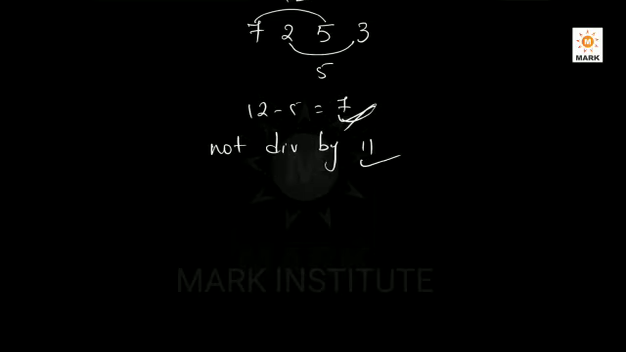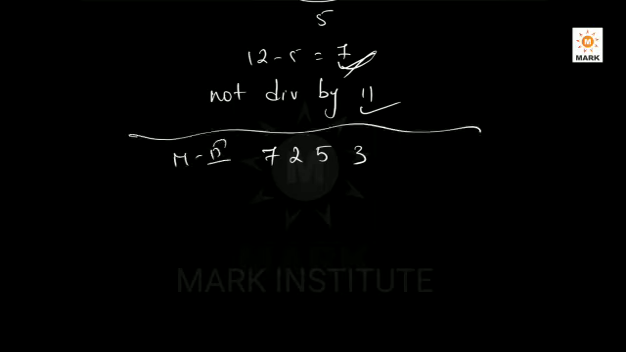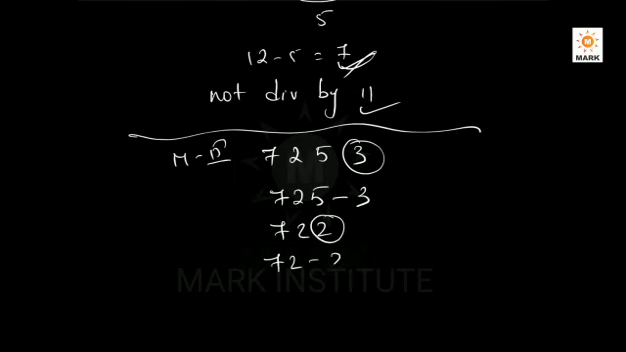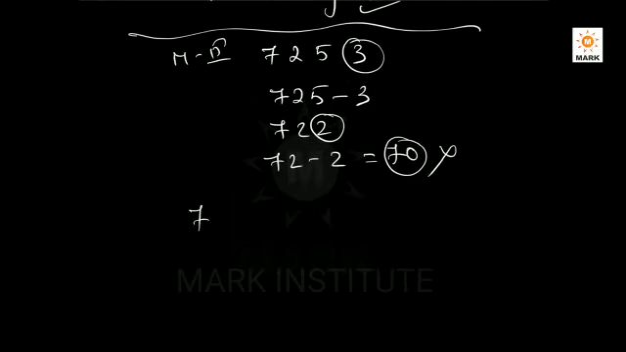Or in method 2 also you can find it. 7253. I am doing it by method 2. 725 minus 3, that is 722. So 72 minus 2, that is equal to 70. No, 70 is not a multiple of 11. So you can say 7253 is not divisible by 11. So there are two methods to find.